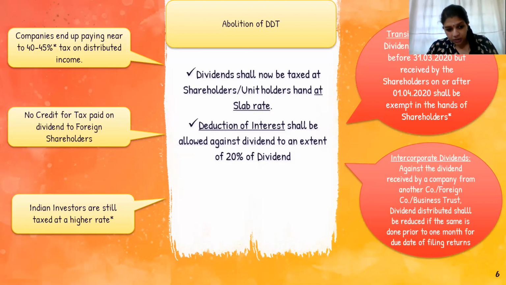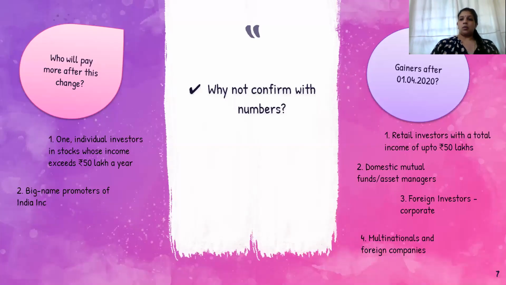Now, having abolished the DDT, there is still an issue for the Indian investors who earn above 50 lakhs, as they still end up paying a higher rate of tax, because of the surcharge that is being charged, which ranges from 10% to 37%. So let's see who are the gainers and who has ended up paying more in respect of the dividend income after abolition of DDT.